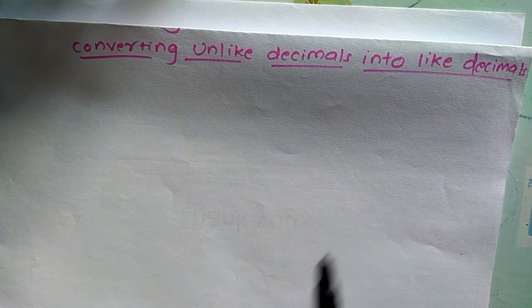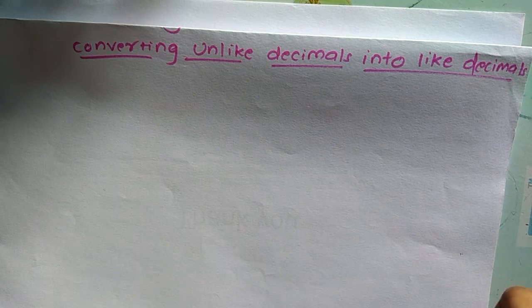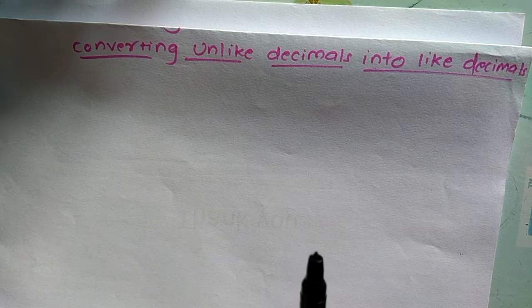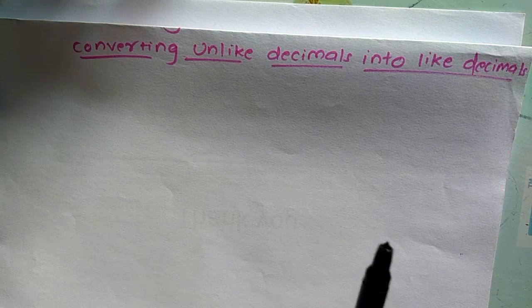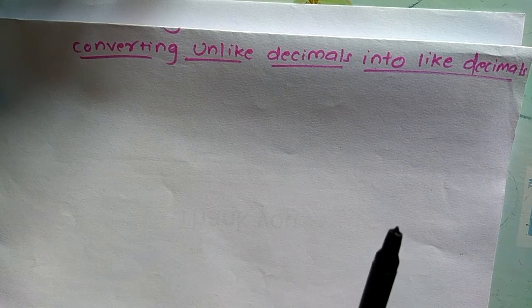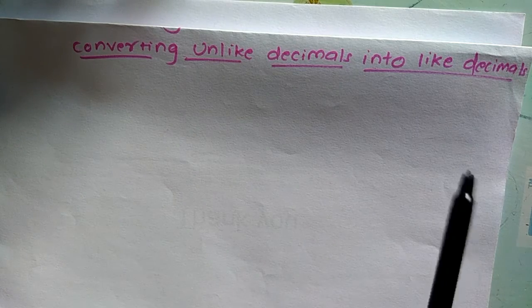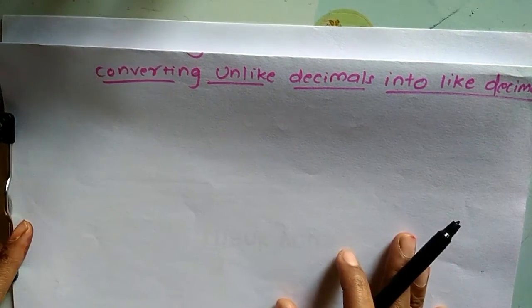So before going for the main concept, I would like to tell you why we need to convert unlike decimals into the like decimals. Whenever you are adding or subtracting the decimals, you need to have the like decimals. Like decimals and like decimals only can be added, or like decimals only can be subtracted. So whenever you have unlike decimals, you need to convert them into the like decimals. So the method is very easy.